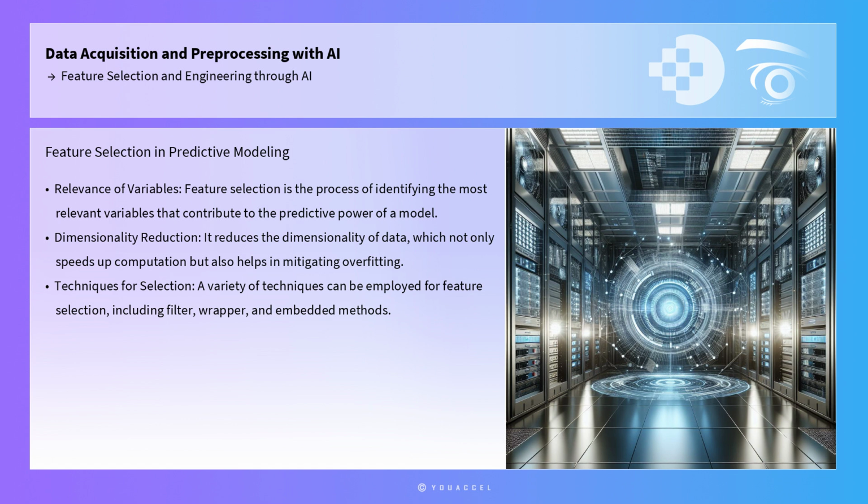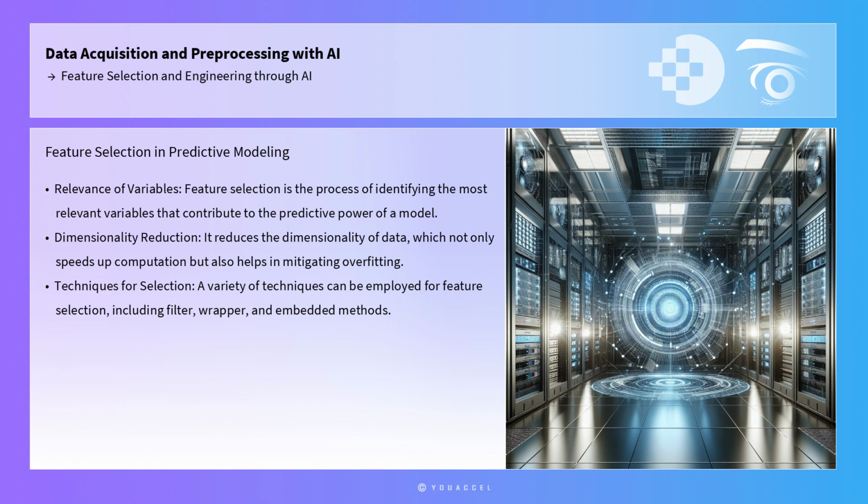Feature selection is the process of identifying the most relevant variables that contribute to the predictive power of a model. It reduces the dimensionality of data, which not only speeds up computation, but also helps in mitigating overfitting by eliminating noise and redundant information. A variety of techniques can be employed for feature selection, including filter, wrapper, and embedded methods.